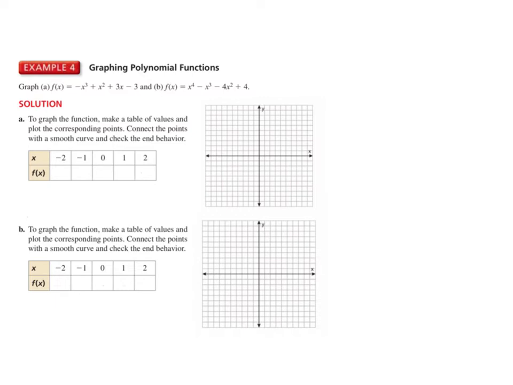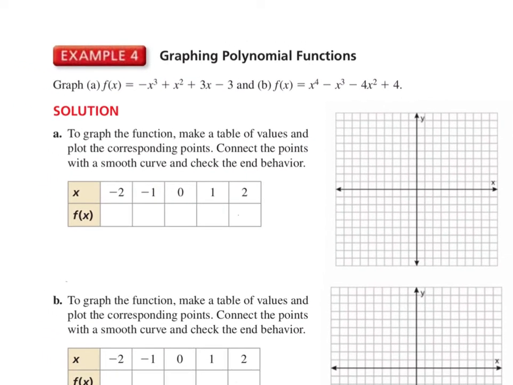So we have two examples here for example number 4. A, so this A just goes with this A. Our function is f of x equals negative x cubed plus x squared plus 3x minus 3. Looking at our first term here, we know our end behaviors. Since it's negative, it's going to end going down, and since it's odd, it starts going up. So again, that degree, that 3 there, tells us that it's odd. That's what we need to look at to see if it's odd or even. And then the coefficient out front tells us negative or positive.